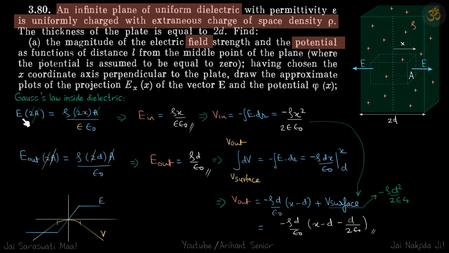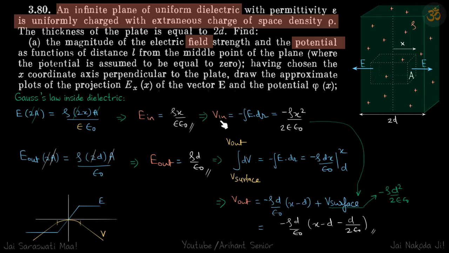So electric field E into 2A is equal to Q in. So Q in is rho into volume. Volume is 2x into A. Rho into 2x into A by epsilon naught. This will give E in as rho x by epsilon naught.